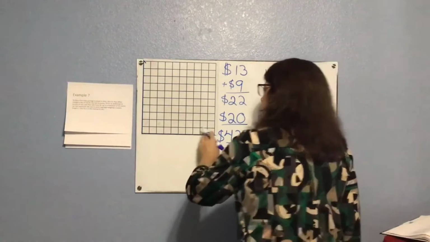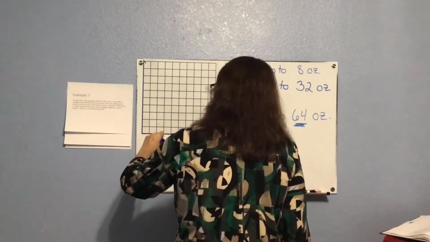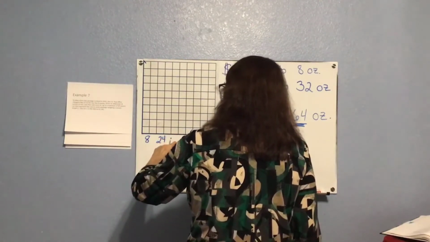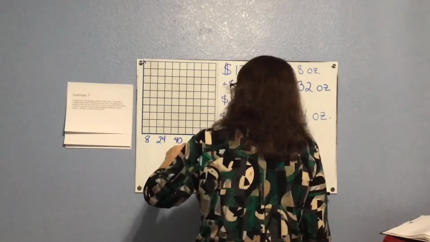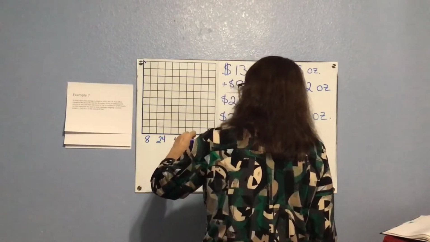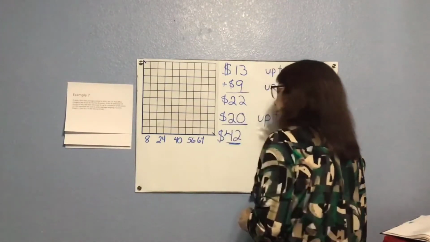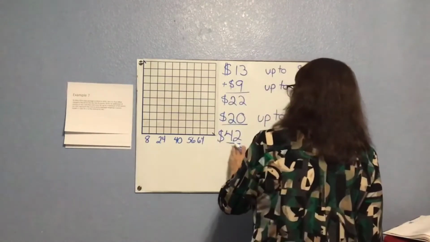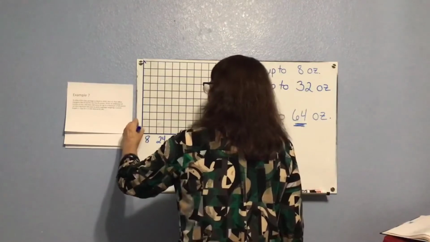So I'm going to make the x-axis go up by 8, and I'll just mark every other one to keep it a little bit neater. So 24, 32, 40, and another 16 would be 56. And I'll put the 64 in there since that's where we're going to end. And then on the y-axis, we need to go up to $42. So let's go up $5 per square.